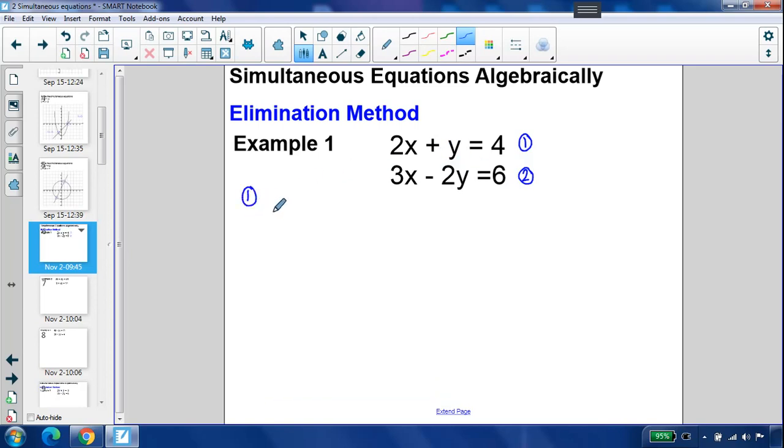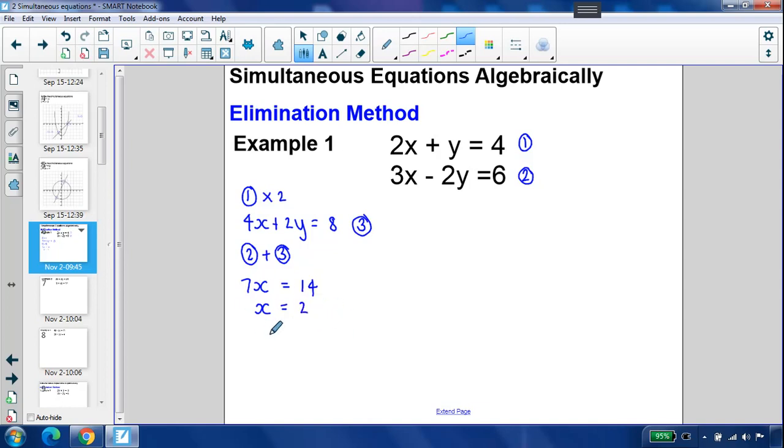So I'm going to say what I'm doing. 1 multiplied by 2. So I'll get 4x plus 2y is equal to 8. And I'm going to name that 3. So now I've got a minus 2y in equation 2 and a 2y in equation 3. So if I add equation 2 and 3 together, the y's are going to cancel. So 2 add 3, I'll have 7x is equal to 14. And then when I divide by 7, x is going to be equal to 2.